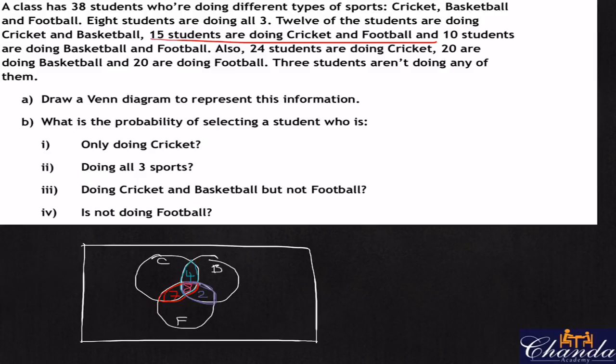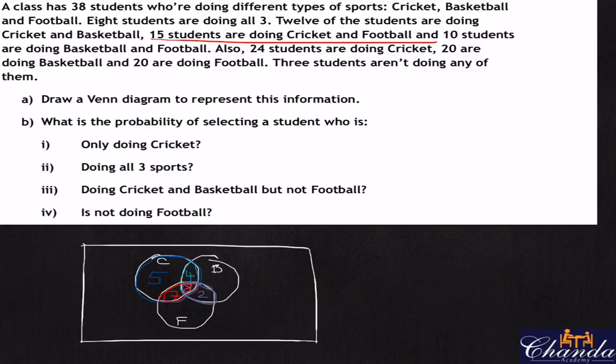Then it says also 24 students are doing cricket. Let me use a different color once again, let me go to a blue color. They're talking about this entire circle here, which is the cricket. That needs to add up to 24. So we have 8 plus 7, which is 15, plus 4, which is 19. Then we need another 5 to put into this particular part there.